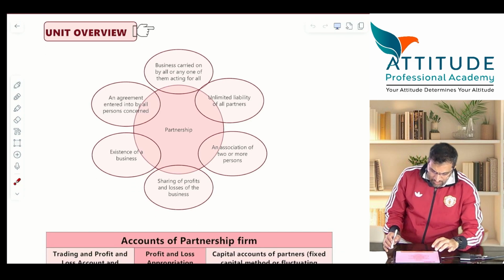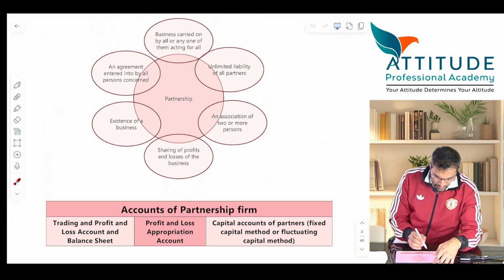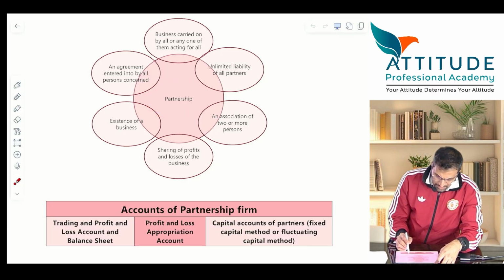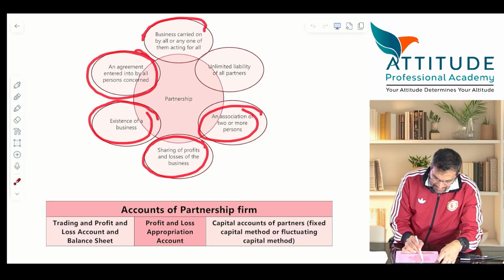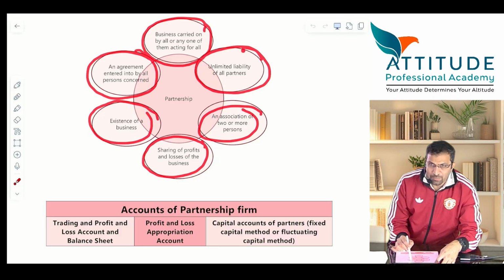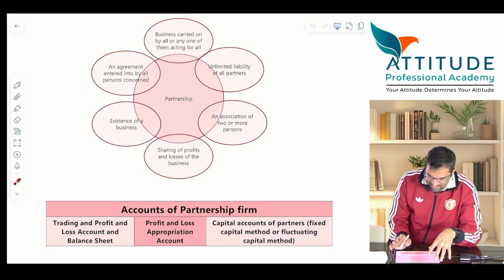Okay. Now have a look at what you mean by partnership. Look at the way they have given here: partnership, association of two or more persons, sharing of profits or losses of the business, existence of business should be there, agreement should be there, business can be carried on by all or any one of them acting for all, and unlimited liability of all the partners. These are some of the features. All these things we'll study in the definition itself.